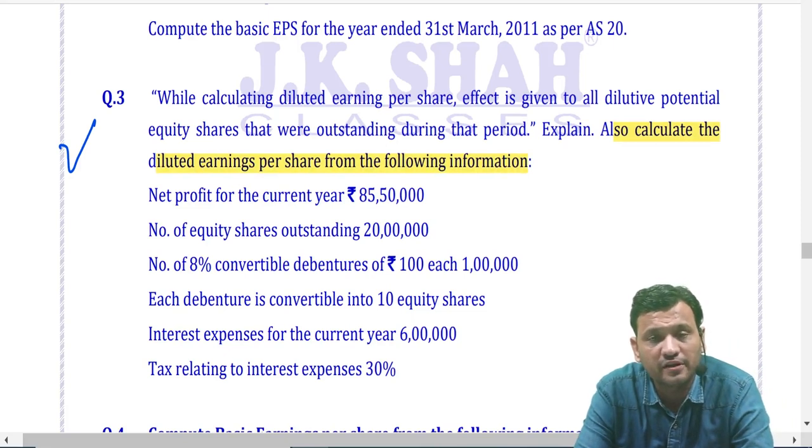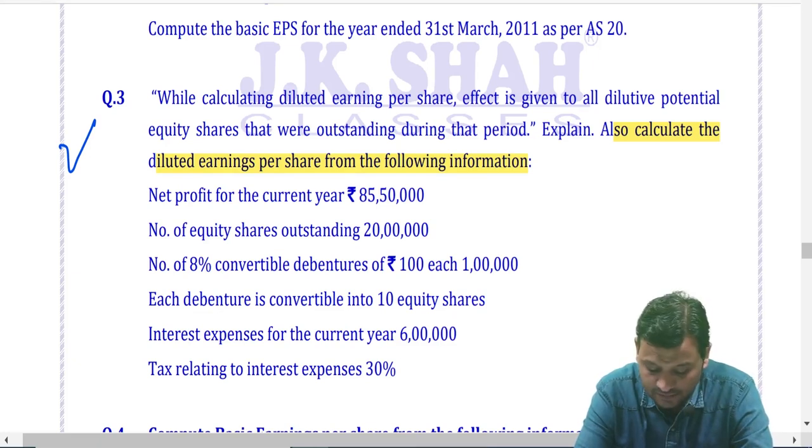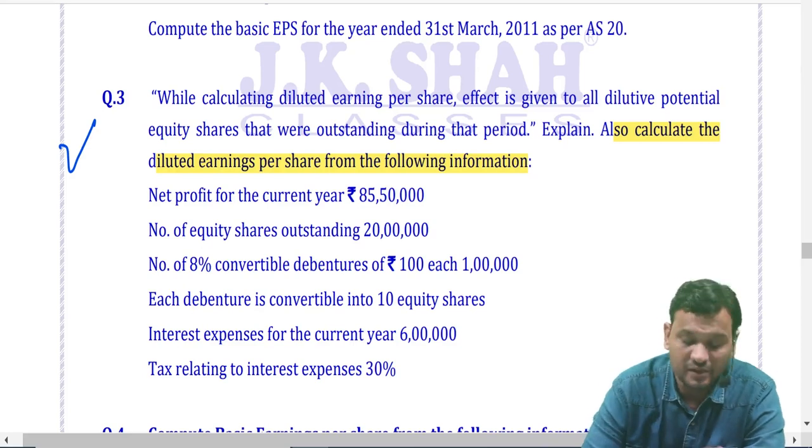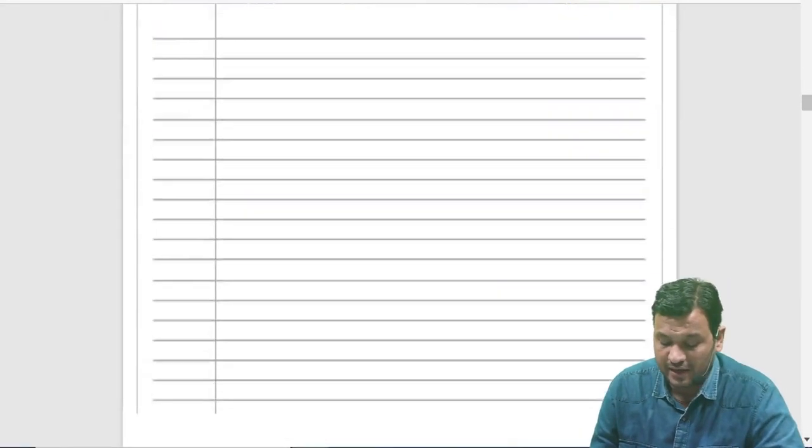Net profit for current year 8550, number of equity shares outstanding 20 lakhs, 8% convertible debentures of 100 each, 1 lakh, which means 1 crore is the face value. Each debenture is convertible into 10 equity shares. Interest expense for the year is 6 lakhs. Tax relating to interest expense is 30%. See friends, I'm directly coming to the solution.